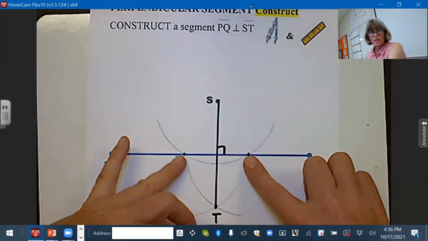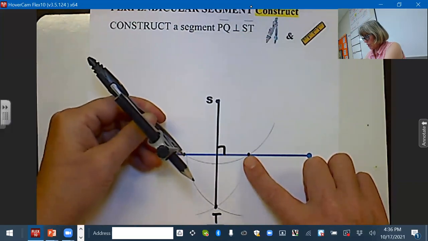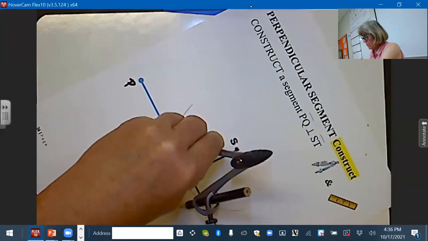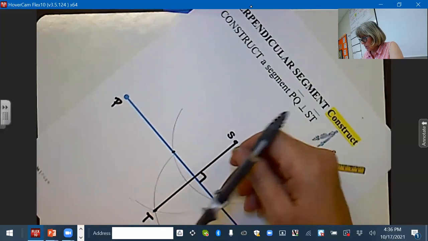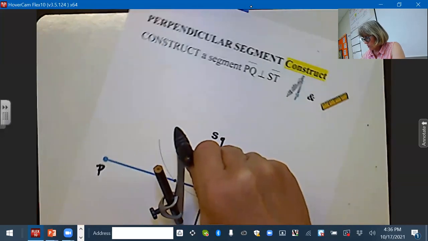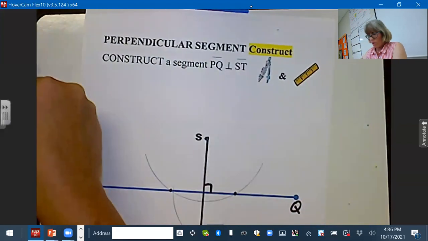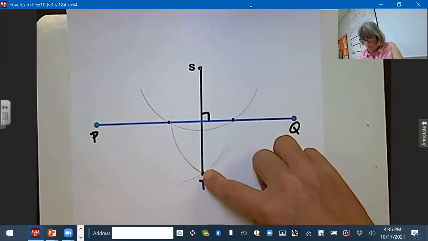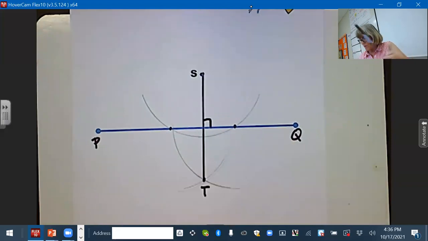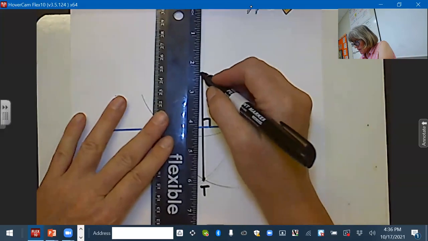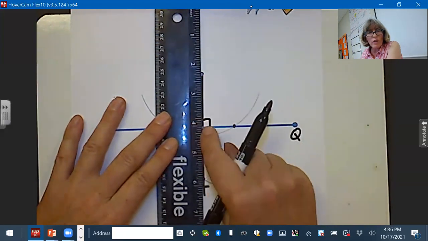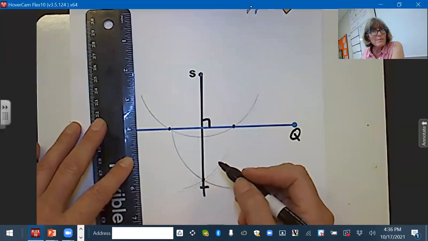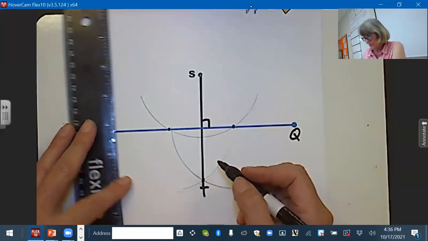So you get your 2 points of intersection. You put your compass on one point. Sweep. Your compass on the other point. Sweep, and where they intersect, you line that up with a straight edge, and you have made yourself a perpendicular line. Smiley, dimple, dimple.